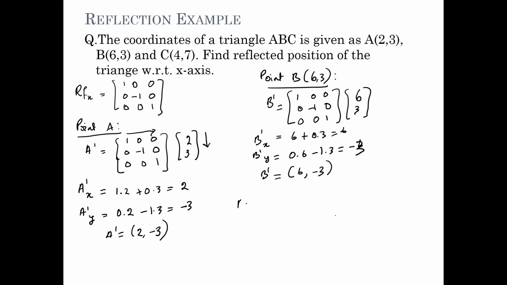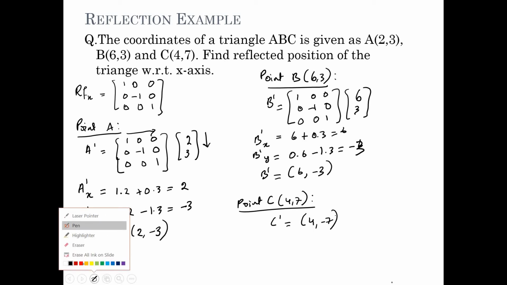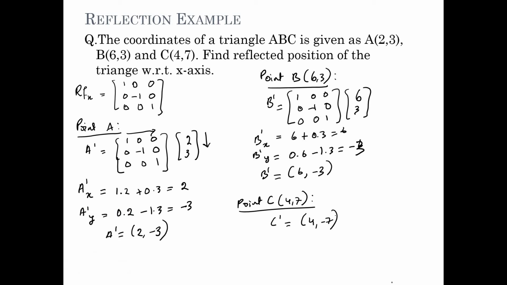Likewise, if we consider point C, which is 4 comma 7, we will find that C dash is equal to 4 comma minus 7. This is the value that we get. Now, remember that when we apply matrix multiplication, since we use only x and y coordinates, the part of the matrix that is important in this case is only this four-element matrix.